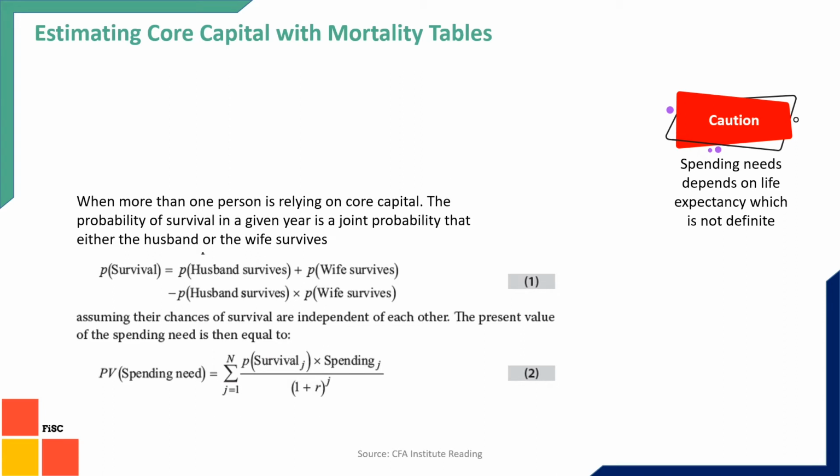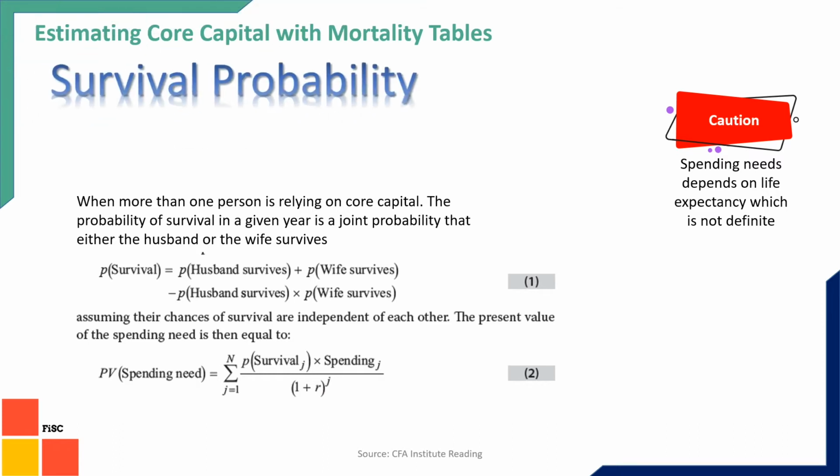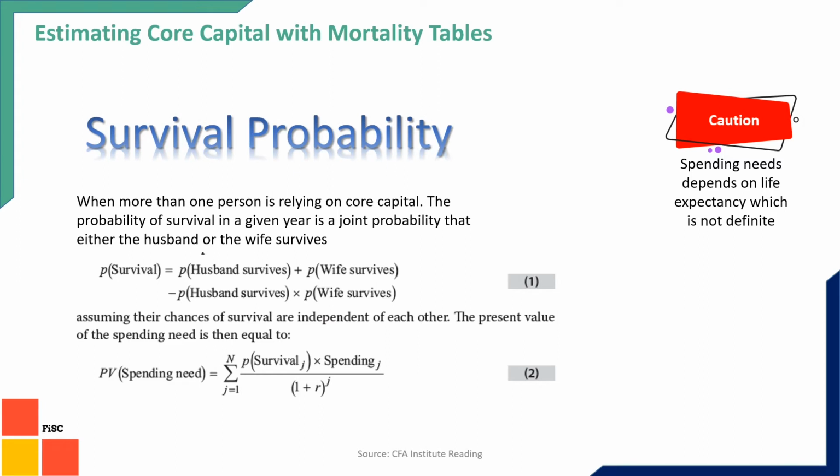So the spending need is based on expectancy. It is not definite. As I said, it has a probabilistic sense. So that's why we need to calculate survival probability. To come to a present value, we have to define a survival probability till a particular age, and then multiply it by the spending of that particular year, and then discount it. So you can see here, there is a case when husband and wife are both dependent on the same assets and the same income, and that's why we have to calculate the probability of survival of both of them, a combined probability or a joint probability.